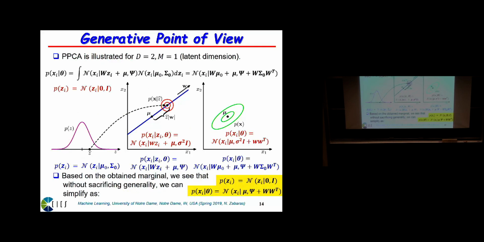So let's see a graphical representation. This is a very important picture if we can understand it here.